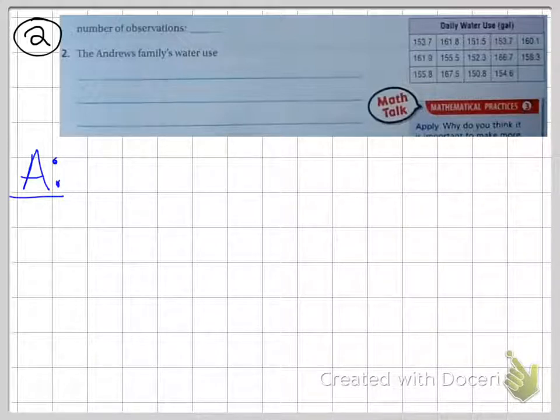So what is the purpose? What are they collecting in the set of data? So at the top we can see daily water use. So that is our attribute.